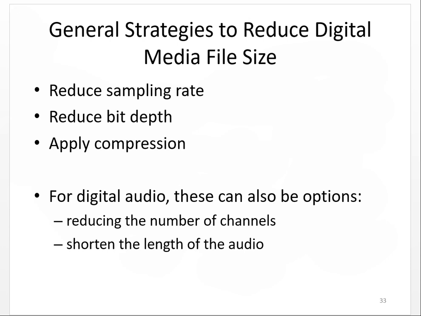So now coming to the general strategies to reduce digital media files. If you want to reduce the file size, what you can do is reduce the sampling rate, reduce the bit depth, and apply compression. I told you before as well: sampling rate, bit depth, and the third one is compression. For digital audio, other options are reducing the number of channels and shortening the length of the audio. So these are some specific methods for reducing the size of the file.